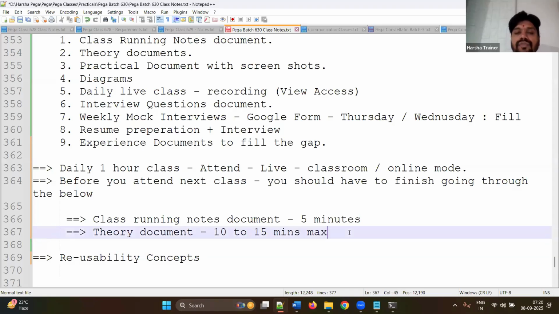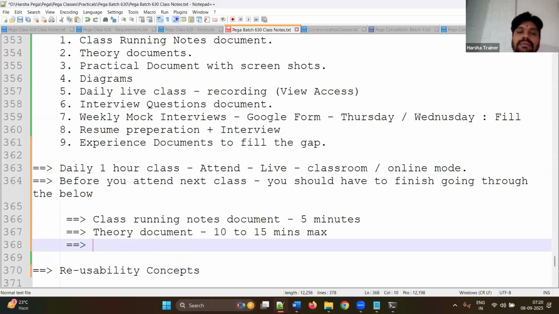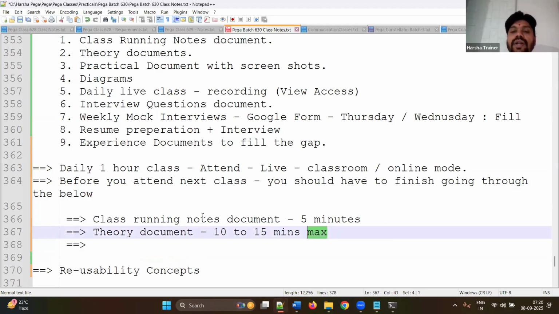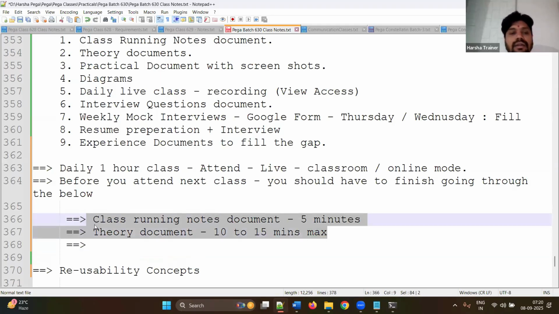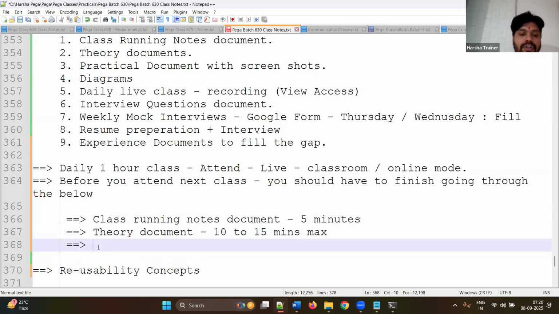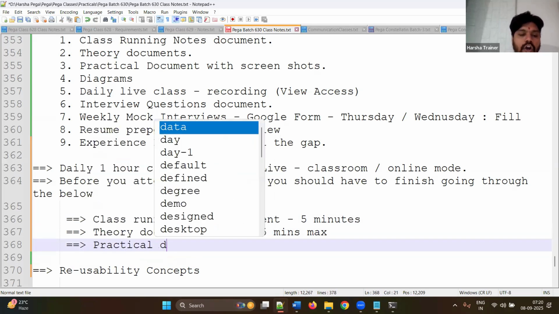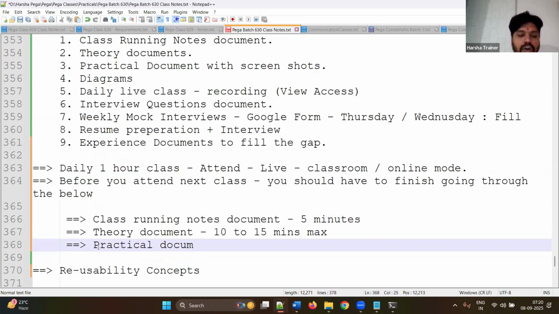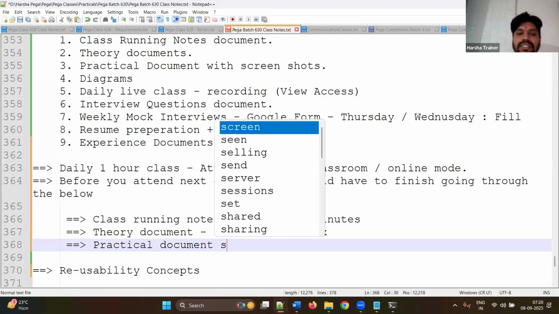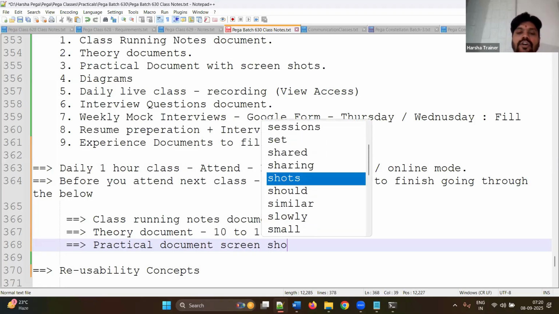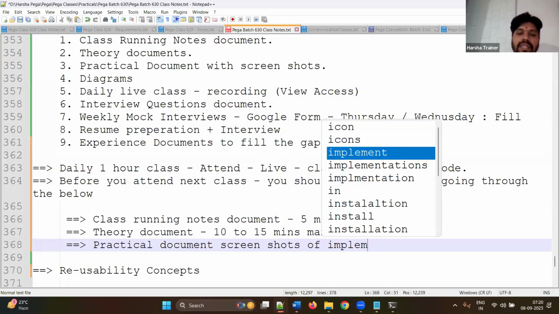And the theory document, 10 to 15 minutes max, you will understand the concept. The class running notes document 5 minutes, theory doc 10 to 15. So 20 minutes of time you have spent in a day. And now you need to go to the practical document, where you read the requirement. In the document, the requirement will be there, plus screenshots of the implementation will be there.